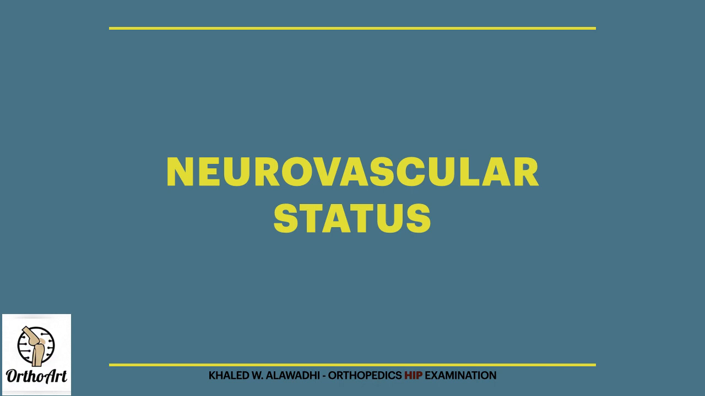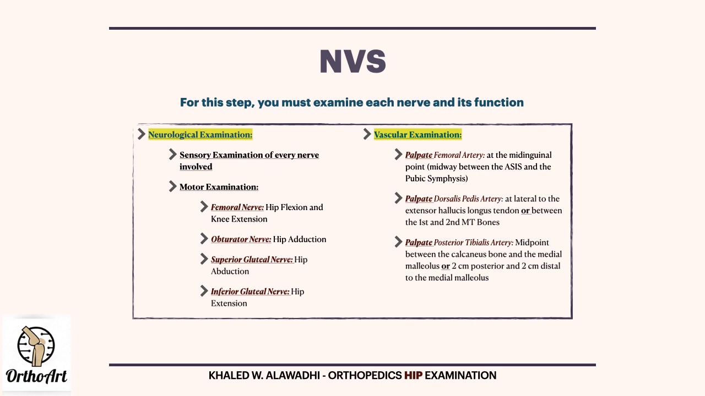Next, we'll proceed to neurovascular status. For this step, you have to examine each nerve and its function. In neurological examination, as you do in medicine, you do a sensory examination of every nerve involved. We start first with sensory, then you go to motor examination. How do you do motor examination? You examine against resistance. For the femoral nerve, check hip flexion and knee extension. For the obturator nerve, hip adduction. For the superior gluteal nerve, hip abduction. This is a common nerve you'll be asked about during that station, so be careful. And the inferior gluteal nerve, which is hip extension.